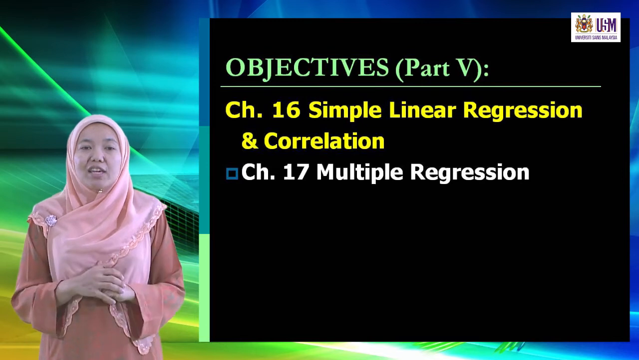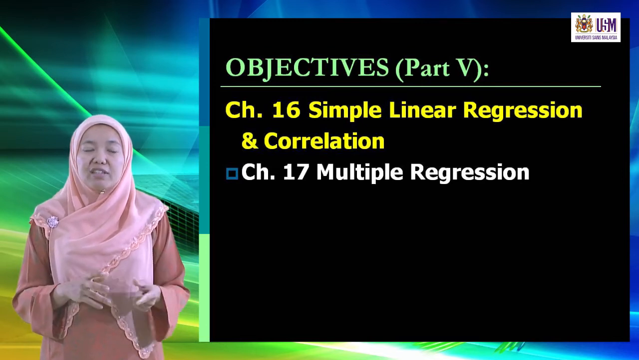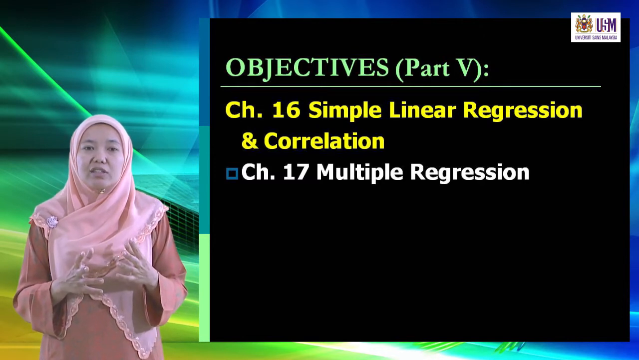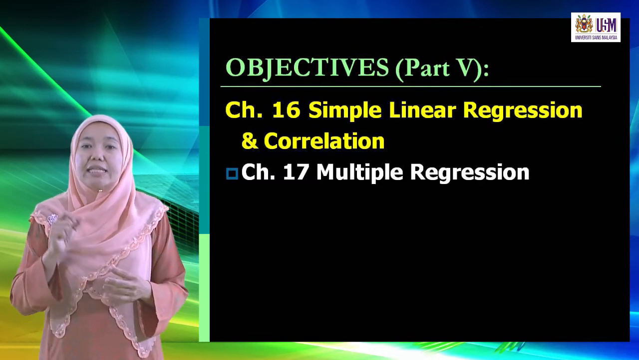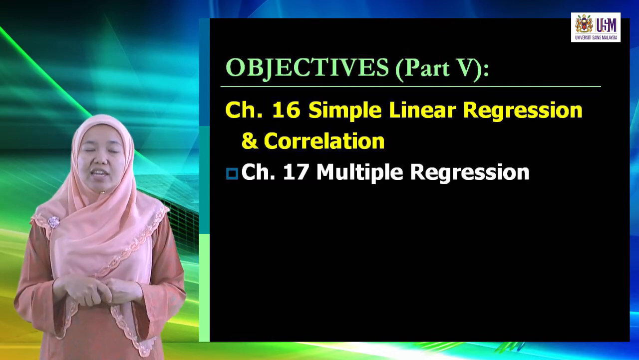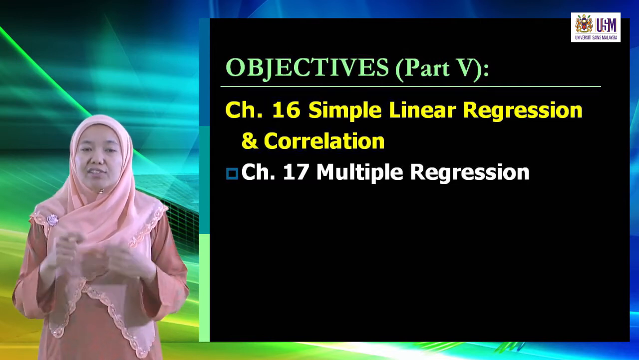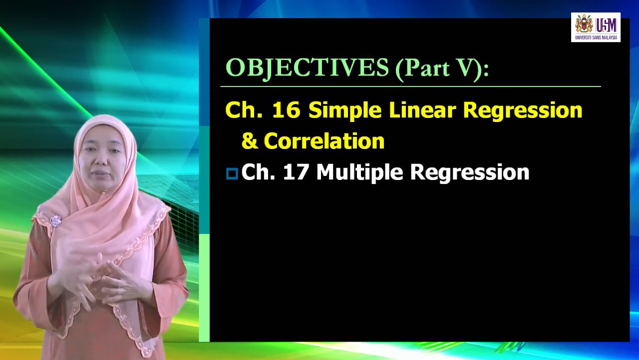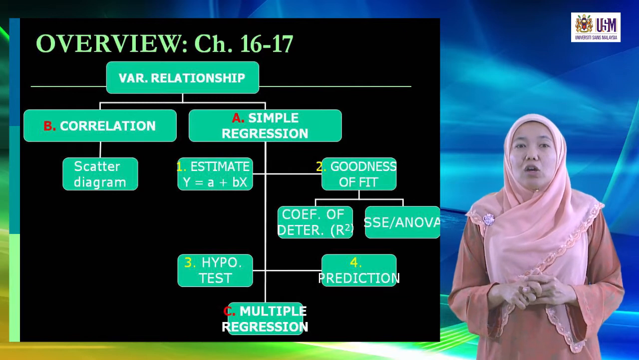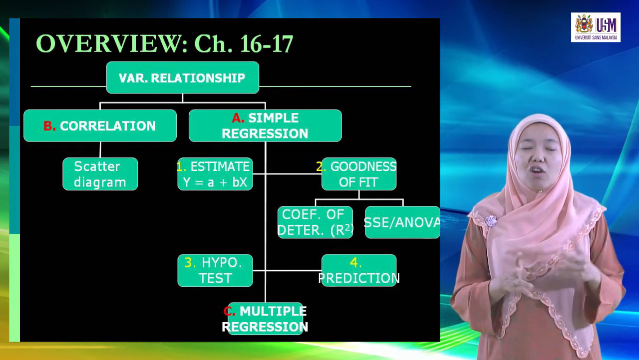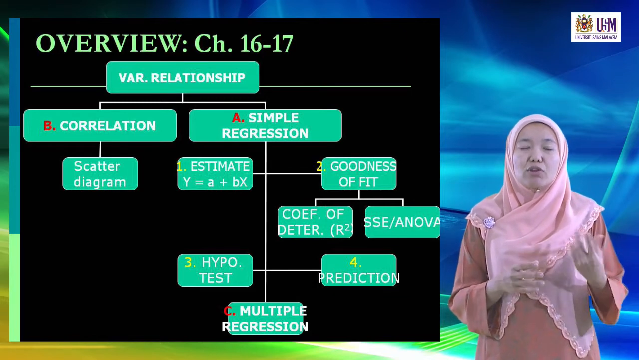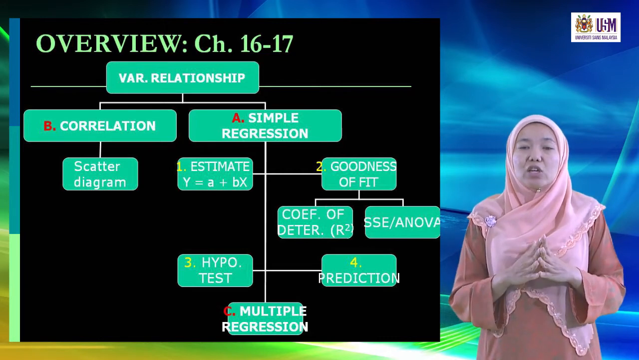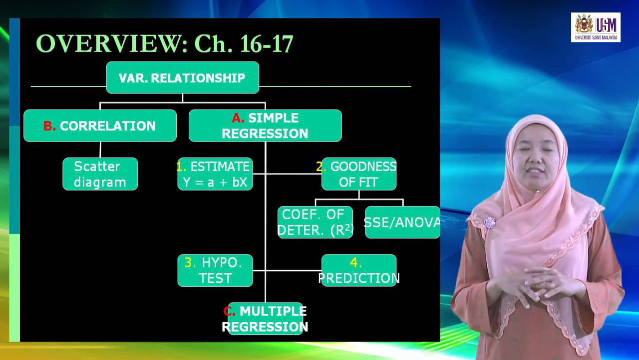Okay, so today the objective of the topic that we're discussing, regression and correlation, is simply to discuss from chapter 16, simple linear regression only, as well as correlation, while chapter 17 will be covered just a little bit on multiple regression. Before we go further with the topics of correlation and regression, let's look at the overview of the whole chapters.